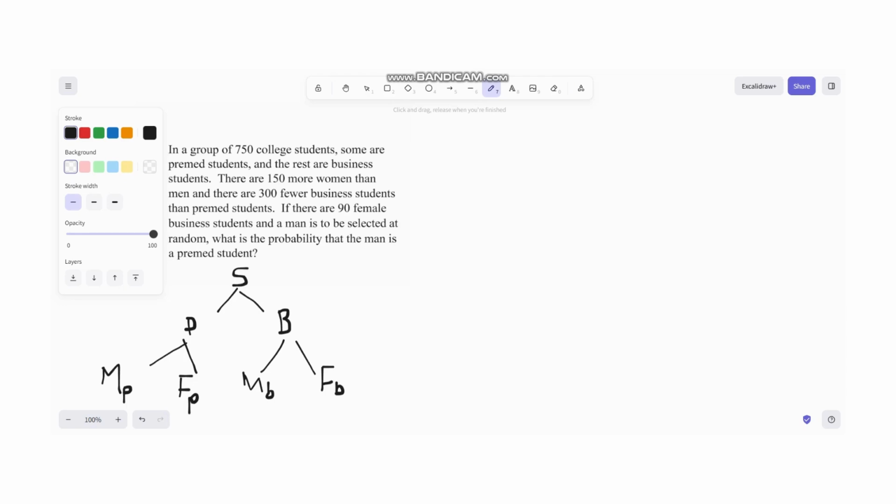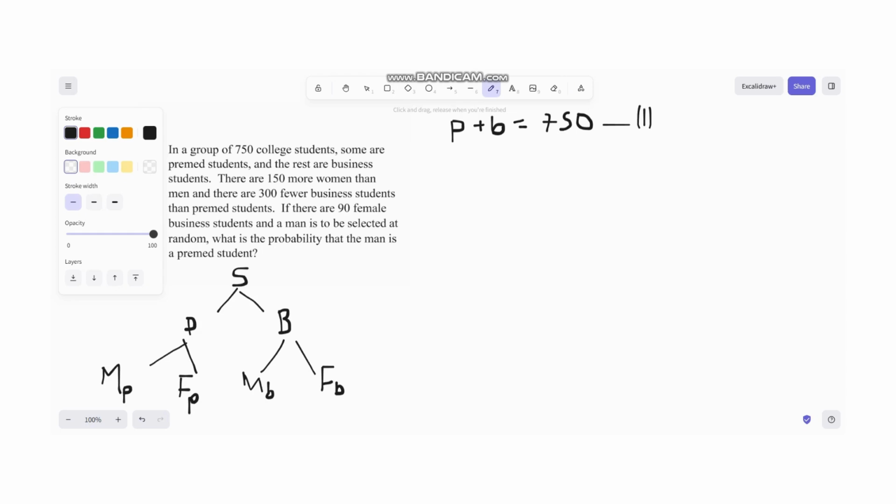We know that there are only two types of students, that is business and prim. So we can say that the number of primary students and number of business students, that equals 750. That's the total number of students because nothing else is given in the question. Let's say that's equation 1.